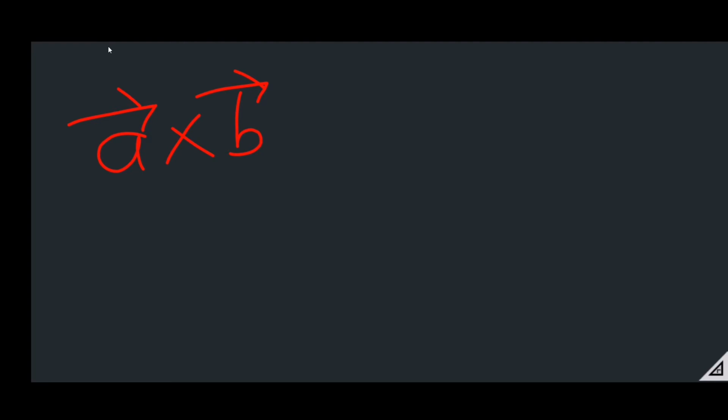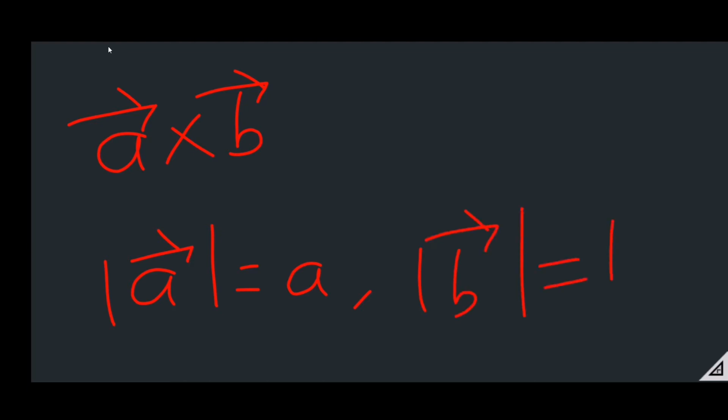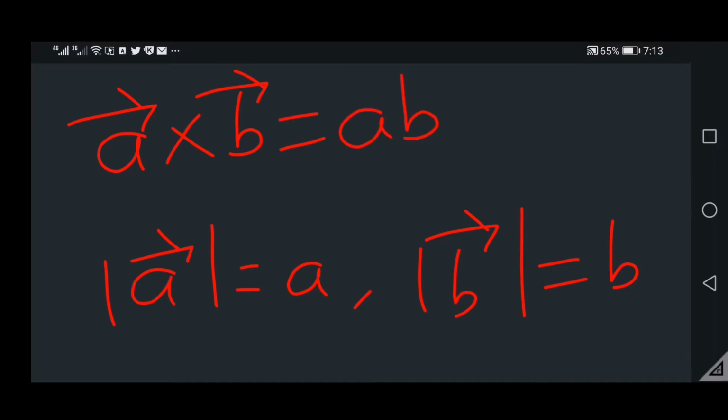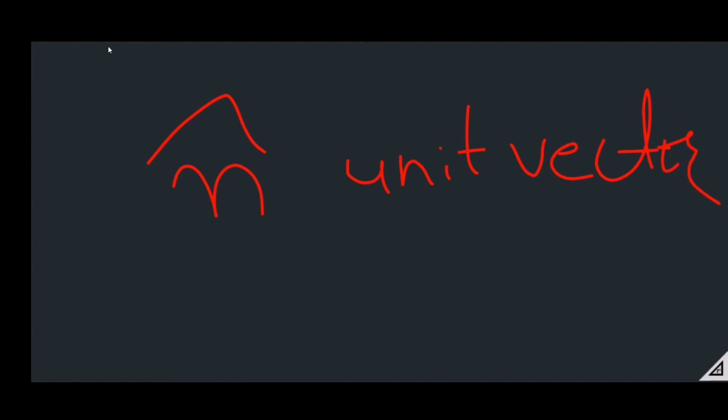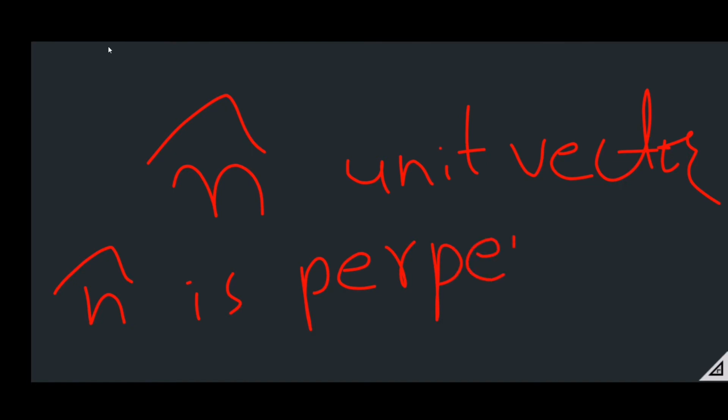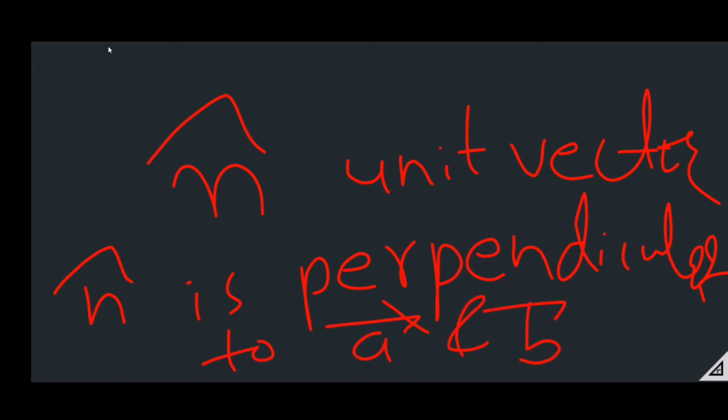Suppose magnitude of A vector, modulus of A vector, equals A, and magnitude of B vector, modulus of B vector, equals B. Then A vector into B vector, the cross product of A vector and B vector, is defined by AB sine theta into n cap, and here this n cap is the unit vector which is perpendicular to both A vector and B vector.